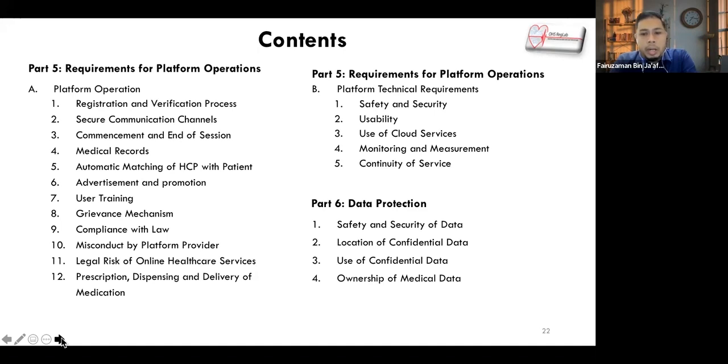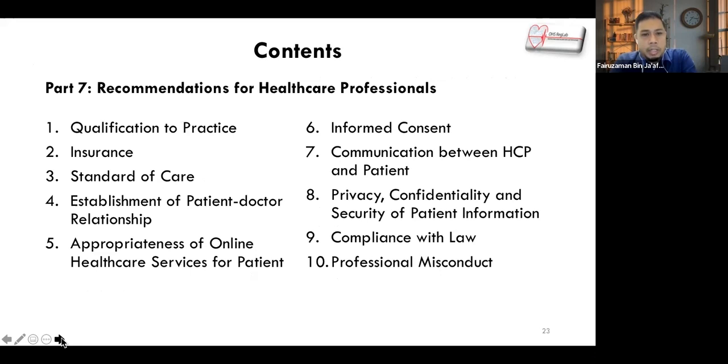For the data protection part, there is safety and security of data, the location of confidential data, use, and the ownership and stewardship of medical data. Then there are the recommendations for healthcare professionals. They are bound to their own code of professional conduct for ethics, and also other regulations for registration. These are the recommendations in case healthcare professionals need to refer to this guideline before using OHS to deliver service. We have recommendations for qualification to practice, insurance, standard of care, establishment of the patient-doctor relationship, and informed consent. Most of the contents of the recommendations are already inside the code of professional conduct or the ethical guidelines.